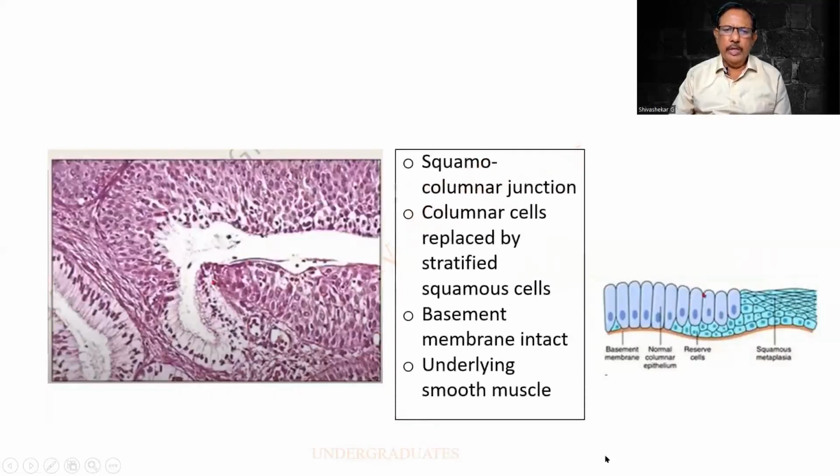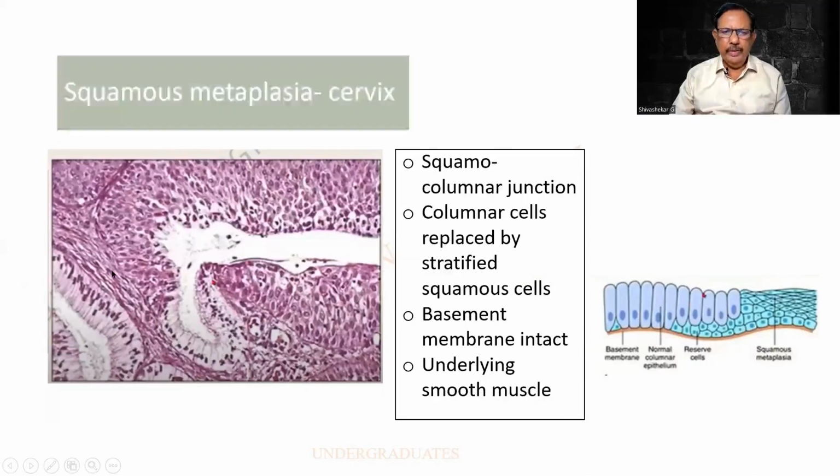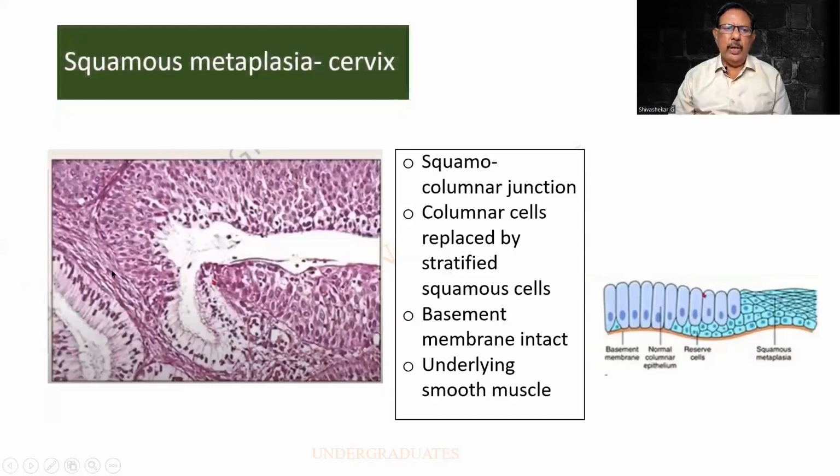Now, what are the points we should identify? Squamo-columnar junction, columnar cells being replaced by stratified squamous cells, basement membrane is intact, and there is an underlying smooth muscle over here. The diagnosis is squamous metaplasia.